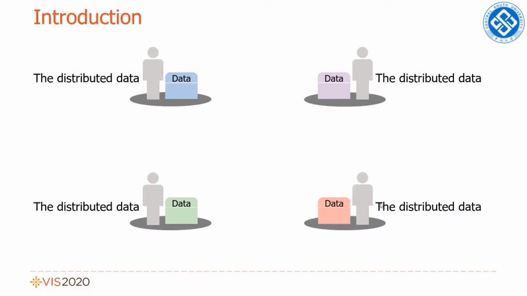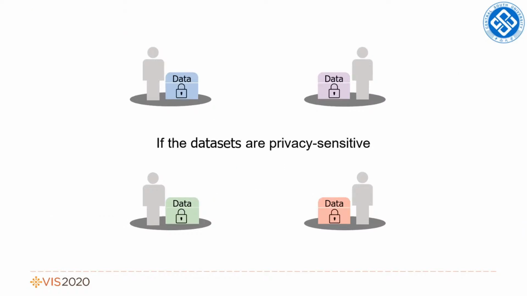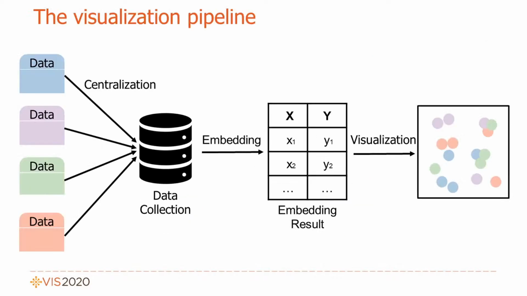Nowadays, data is often distributed and owned by different participants. There is an emerging need to provide a joint visualization, such as a TSNE projection, to serve as the full picture in data analysis. If the participants are privacy sensitive, how can we build a joint projection without data leakage? Conventional embedding algorithms, such as the TSNE, are designed for single-site computation and require data centralization. Privacy leakage may happen in 3 stages in the visualization pipeline.